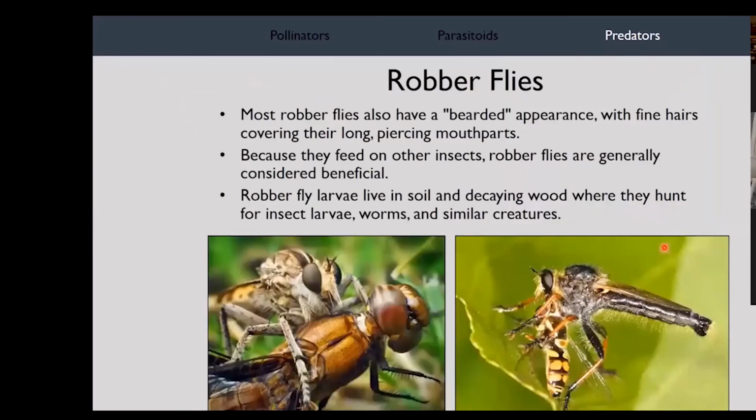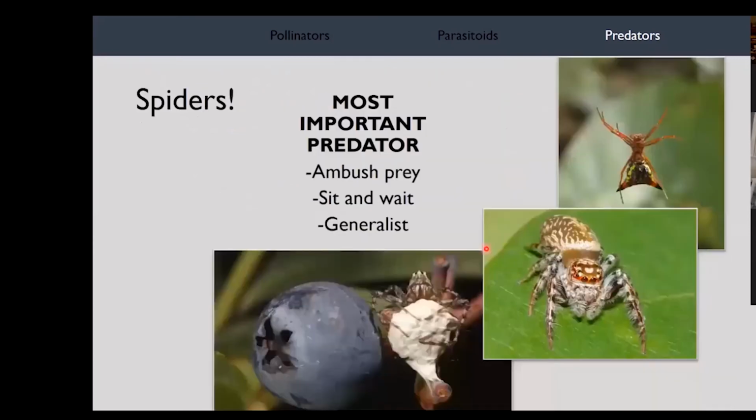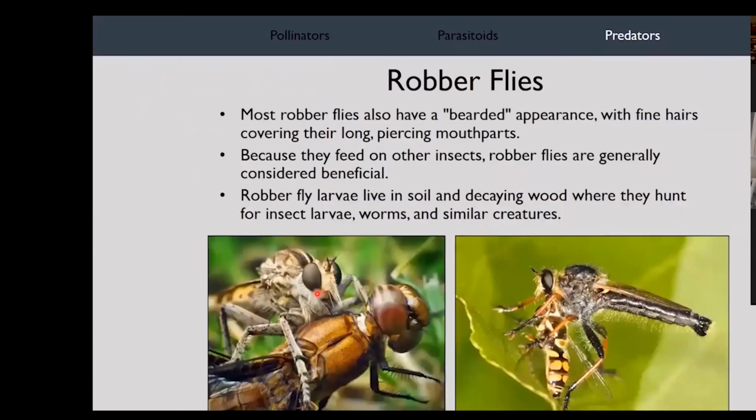Pretty cool there. Robber flies, they have a bearded appearance where they almost look like they have a beard. Let's see if I have a better picture of a robber fly. Nope. And again, these are flies, so they're only going to have those 2 wings and those halteres. And these guys are almost acting like dragonflies, coming down and swooping a lot of our adults.